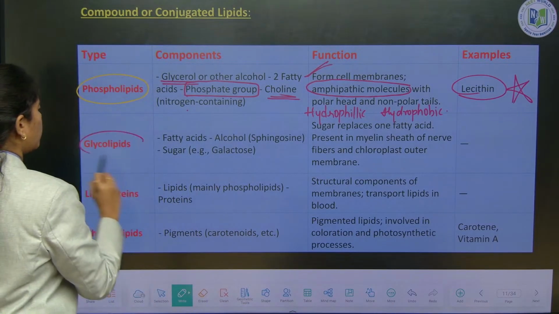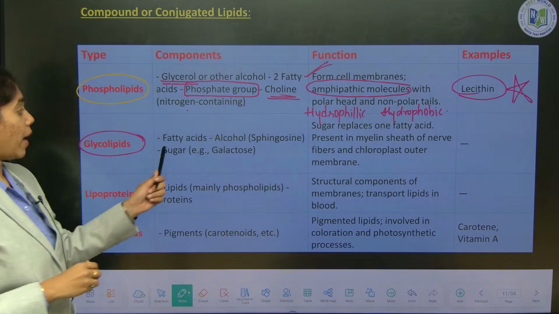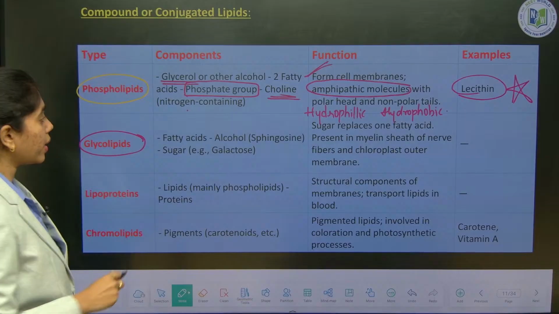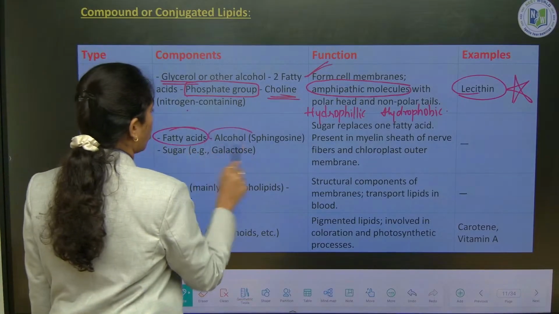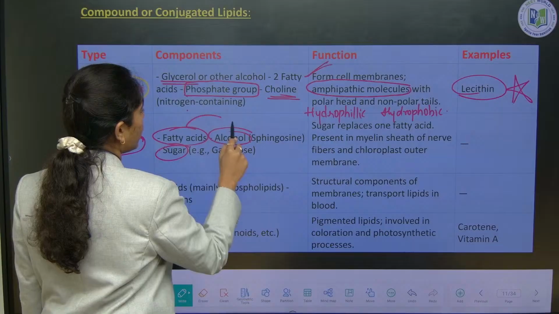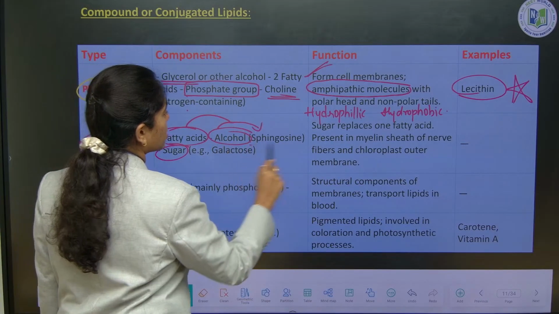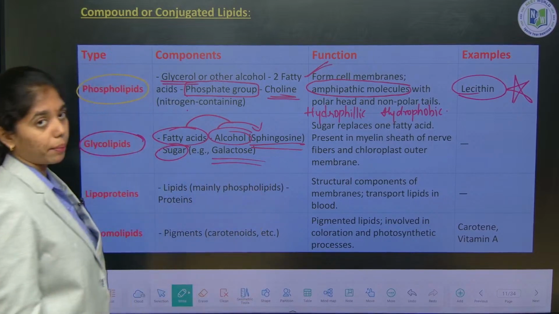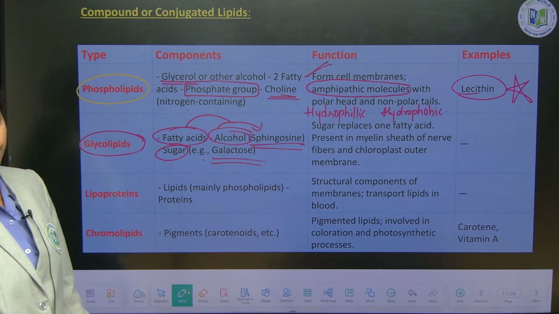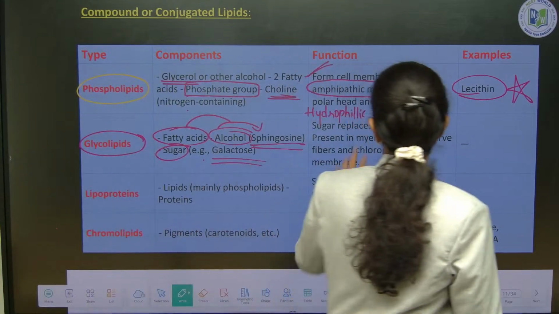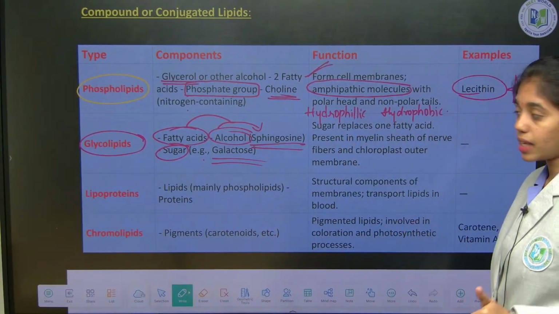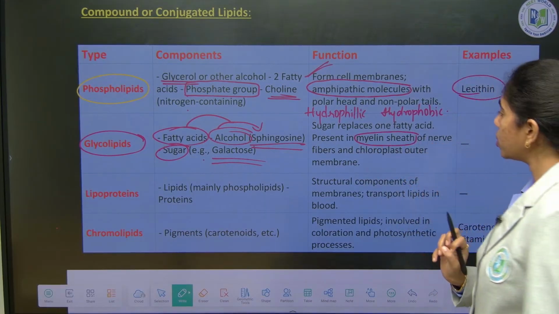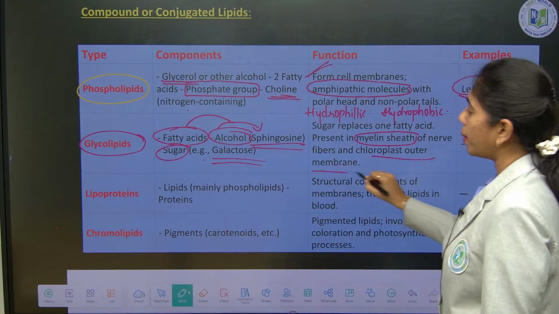Now, glycolipids. Glycolipids contain fatty acids, alcohol and sugar. Only fatty acid and alcohol, you will address it as sphingosine. Along with sugar, you will call it, for example, galactose. Now, you see functions of this. Sugar replaces one fatty acid, which is present in the myelin sheath of nerve fibers and the chloroplast outer membrane as well.